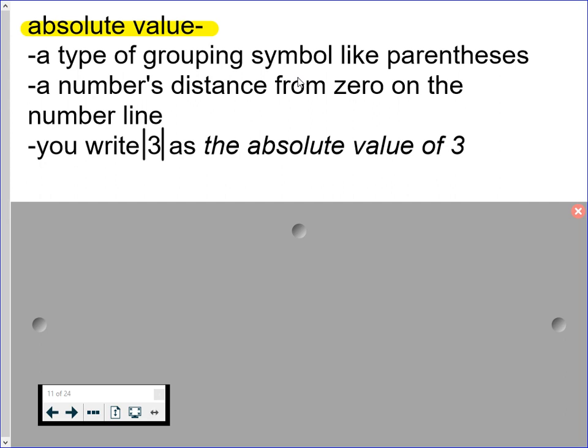And you know when absolute value is happening because these two longer lines, or some people call them bars, are around the number. So you'd read that out loud as the absolute value of 3. How far away is 3 from 0 on a number line? Definitely pause to write stuff down.